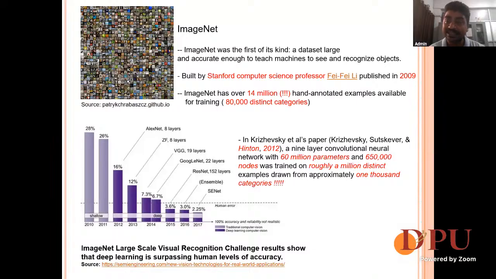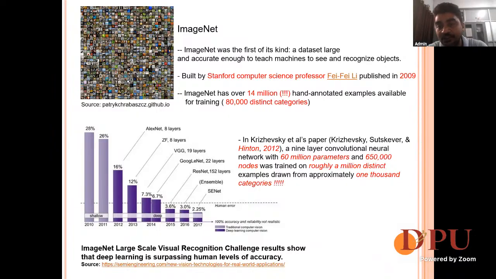So once it is lower than the human error rate, it means a human can make errors from a 14 million data set, 80,000 distinct categories, but ResNet failed to do that. And that was something fascinating. Now, every year in this ImageNet competition, the error rate is getting lower and lower. Now we need to understand how complex the models are.